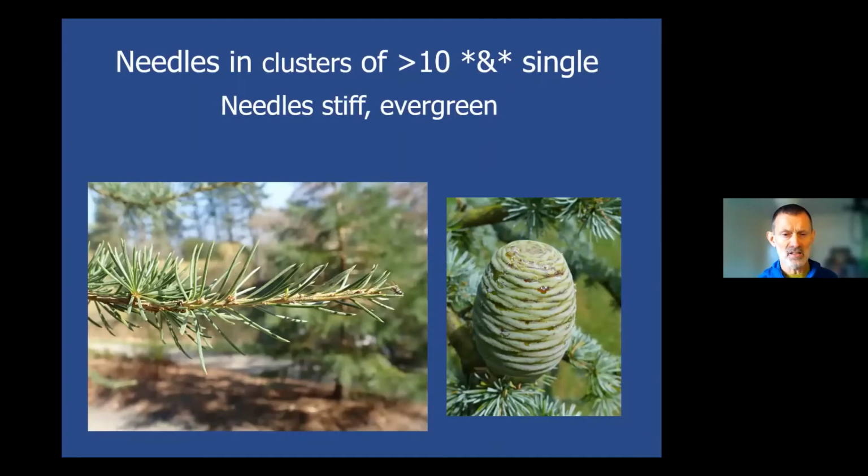Sticking with the needles in clusters of more than 10 and single on a shoot, and again in the picture on the left, we can see the chimney sweep-like structures with the cluster of more than 10, but also the single needles quite clearly on the newer part of the shoot, on the right of that image. But these needles are stiff. So if we pull one of these off and roll it between our finger and thumb, it will just roll clunkily because it's square in cross section, but it's not soft. It won't roll up into a ball like the larches. And that tells you you're looking at a cedar, but a true cedar.